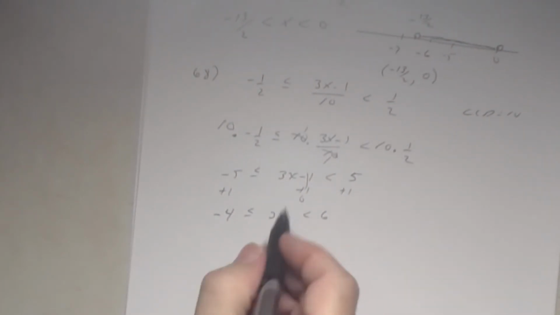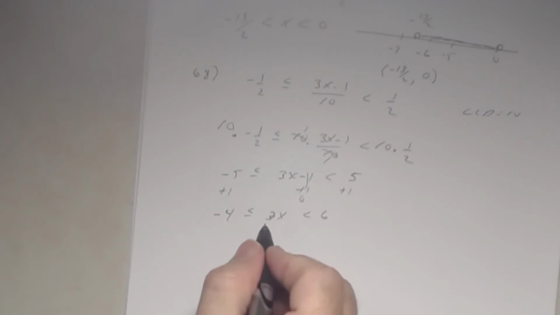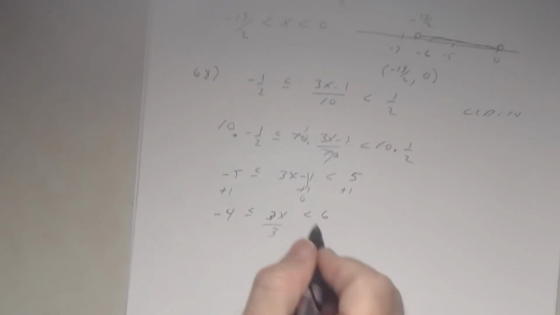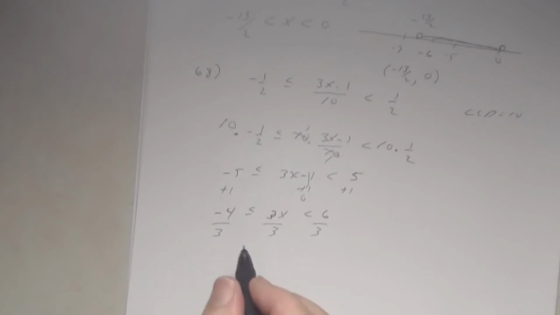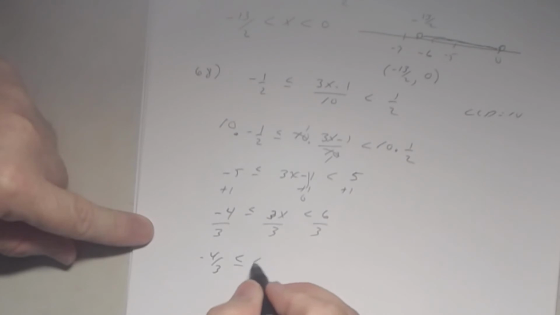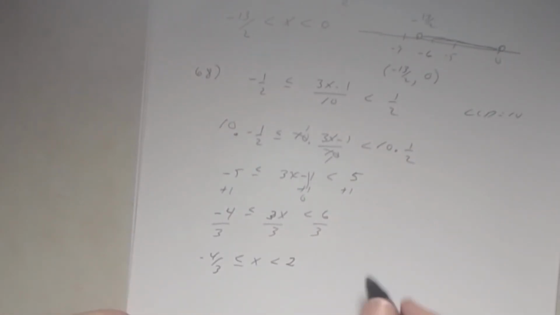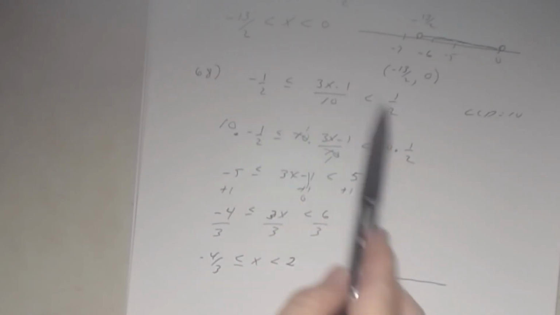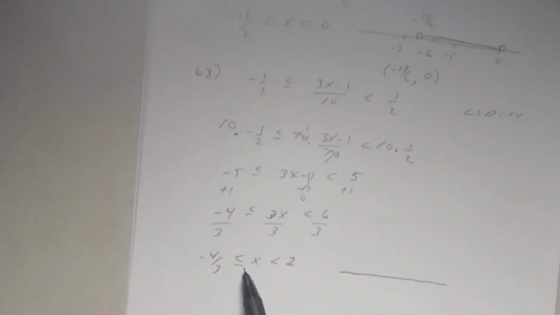Okay, next step. Divide all parts by 3. Okay, so I get negative 4/3 is less than or equal to x is less than 2. All right, so on the number line, so I found the solution. So the solution to the original problem, the numbers that make this a true statement, is going to be any number that's between what? Negative 4/3 and 2. No other number is going to work.